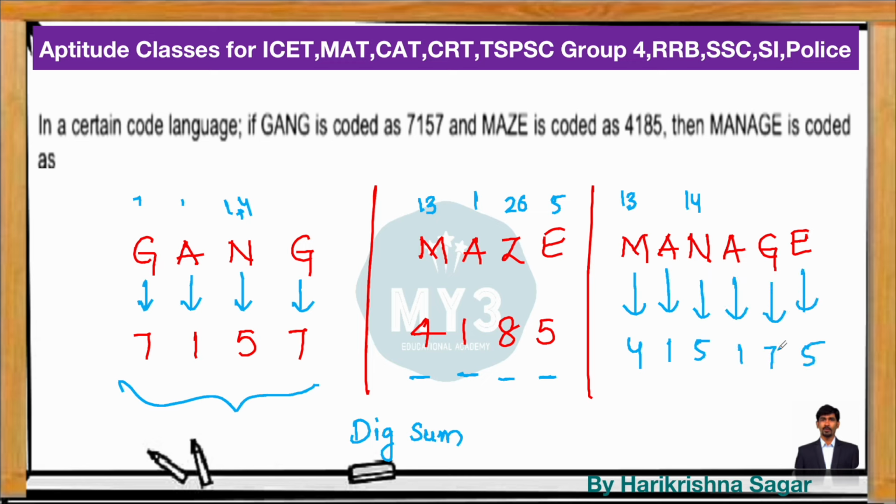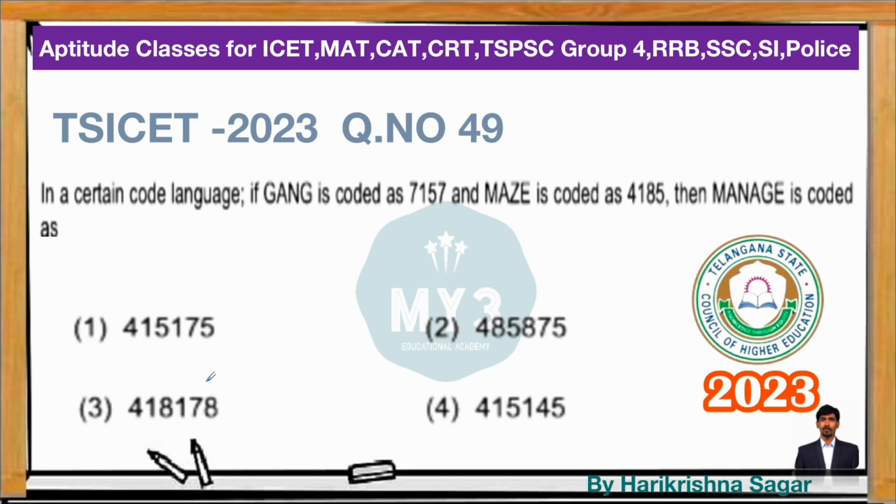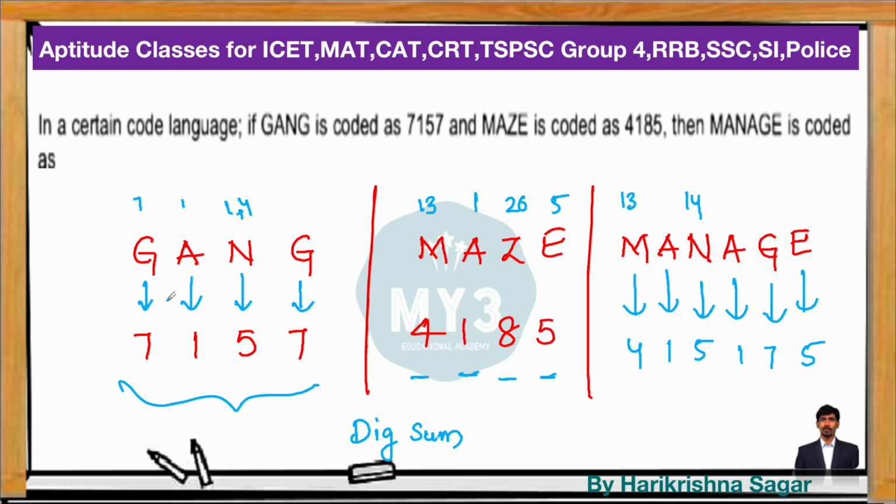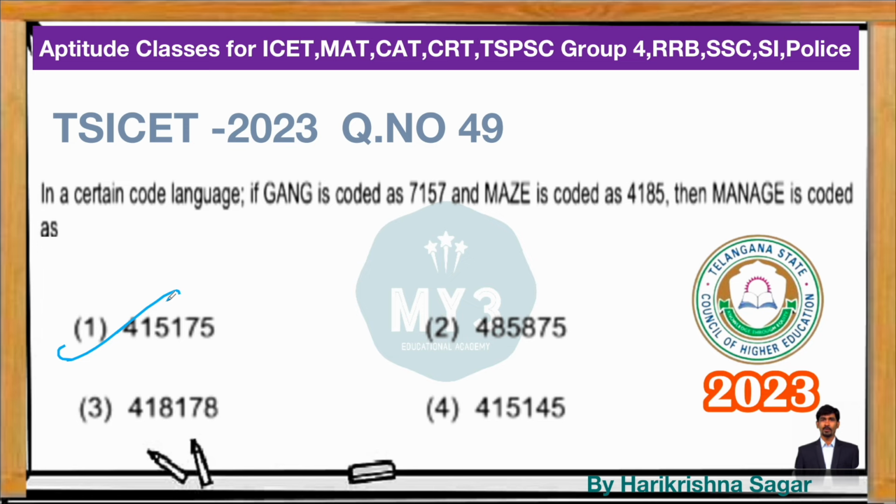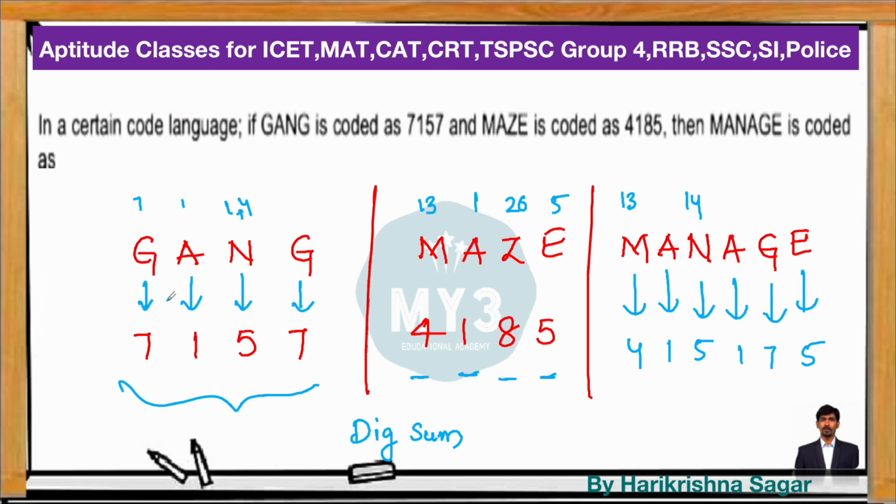So your answer choice must be 415175, which is there as an answer. You can mark it as answer choice. 415175, which is available as option A. You can mark it as answer choice. Hope it is clear. And let me discuss the other logic to solve this.